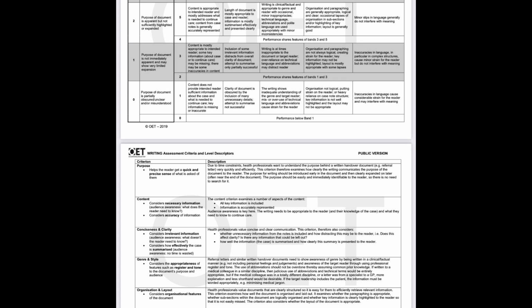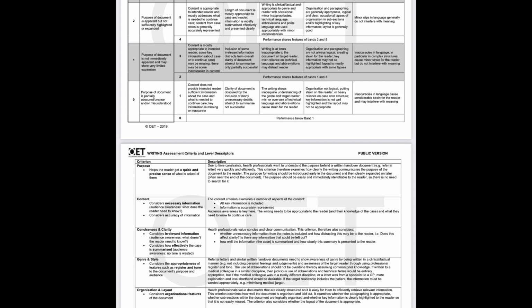If written to a medical colleague in a similar discipline, then judicious use of abbreviations and technical terms would be entirely appropriate. But if the medical colleague was in a totally different discipline or a letter was from a specialist to a GP, more explanation and less shorthand would be desirable. If the target readership includes the patient, the information must be worded appropriately, for example, minimizing medical jargon.